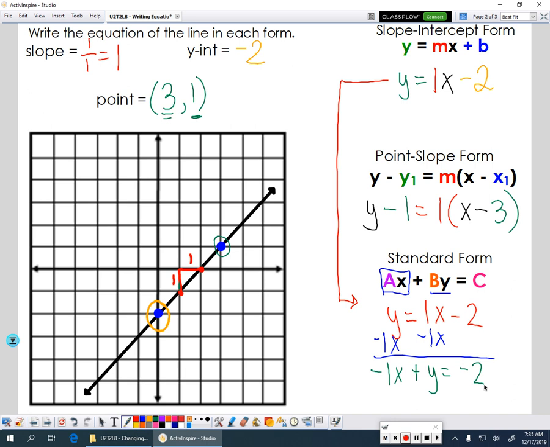And that is actually our standard form, because if we look at it, we have our ax value first, our by value second, and our c value all the way at the end. So remember, identify your slope, your y-intercept, and your point, and you can write slope-intercept form and point-slope form, and then just take your slope-intercept form and convert it into standard form.